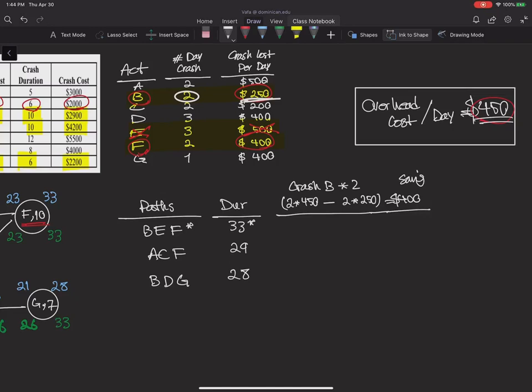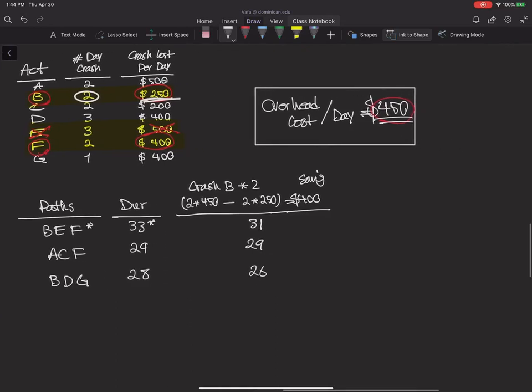So this 33 would be 31, and here ACF will not change, it will stay the same. BDG, however, since it has B, will go down by 2 days and becomes 26.